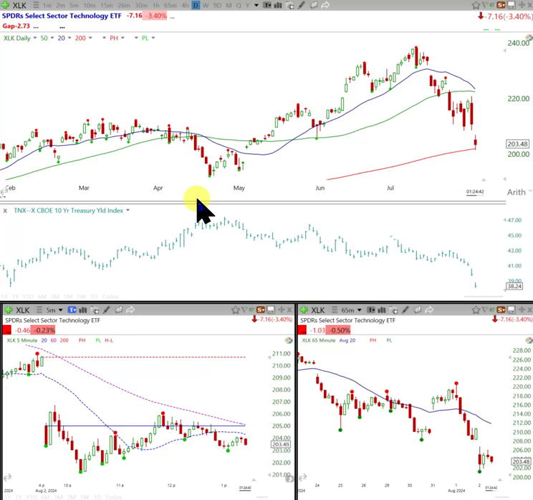Our internals are getting close to a bullish extreme. I suspect we're not going to get that until next week, and then we begin to see how things start to come together for a tradable bounce.